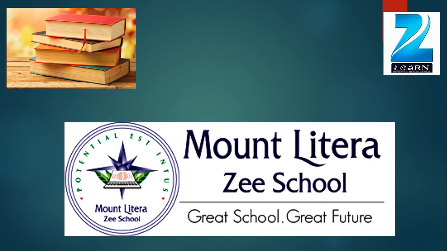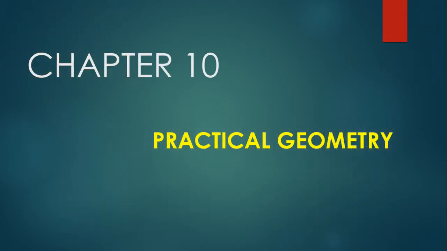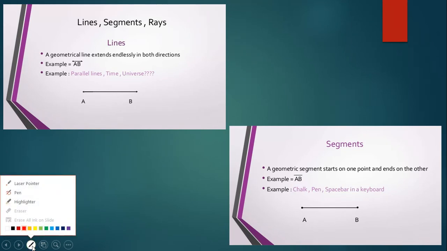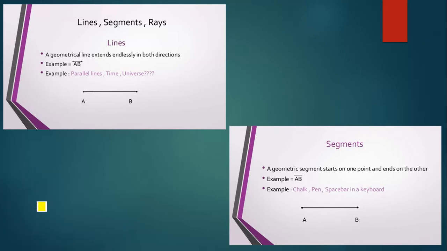Hello everyone. Today we are going to start our new chapter, practical geometry, and regarding this chapter we have to learn some definitions that we already did in the previous grade. Let's learn line, line segments, ray and angles, right? So a geometrical line extends endlessly in both of the directions.